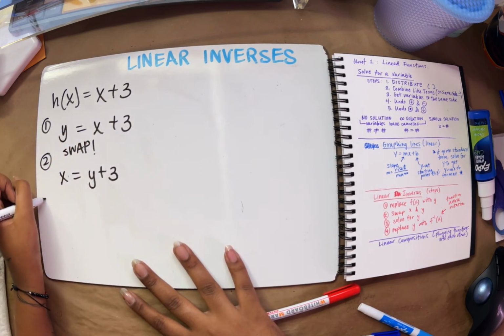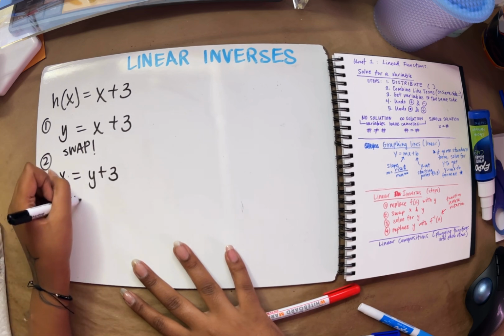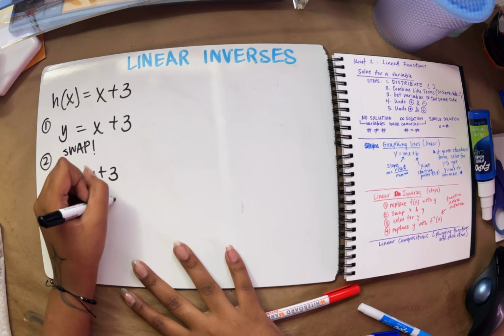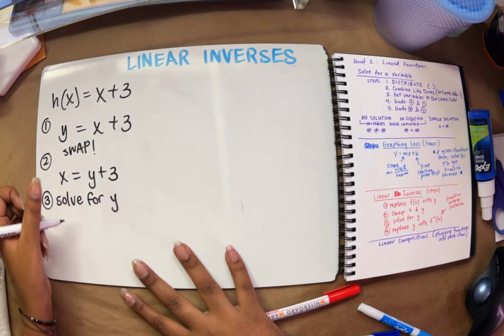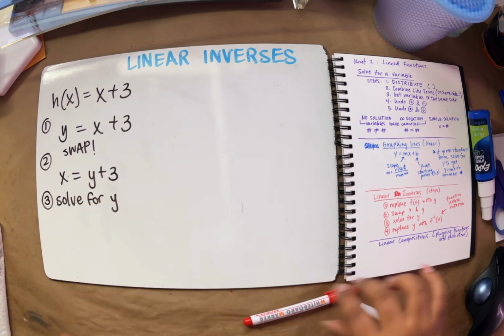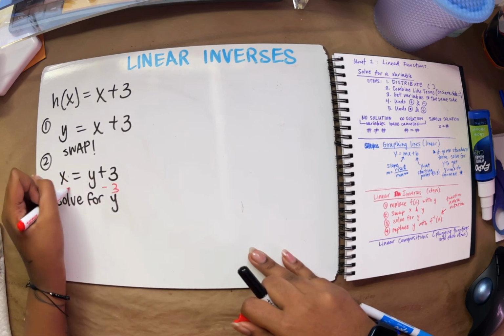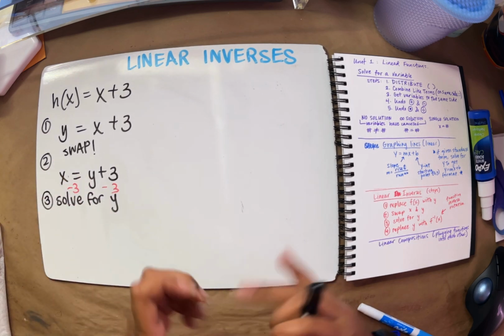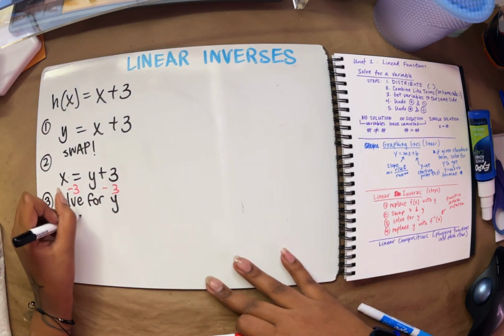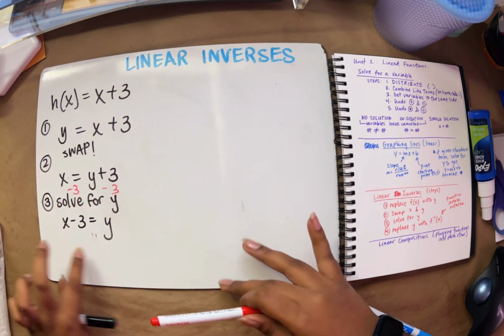And now my step 3 is to solve for y. So I have to get y by itself. I have x is equal to y plus 3. I'm going to subtract 3 on both sides. So I have now x minus 3 is equal to y. Y is now by itself.